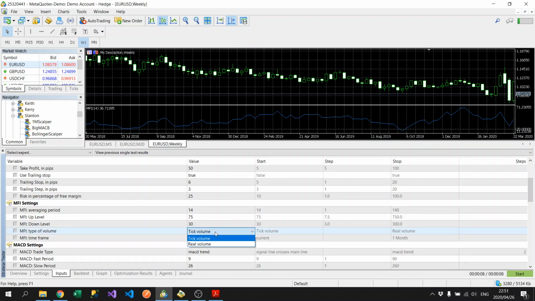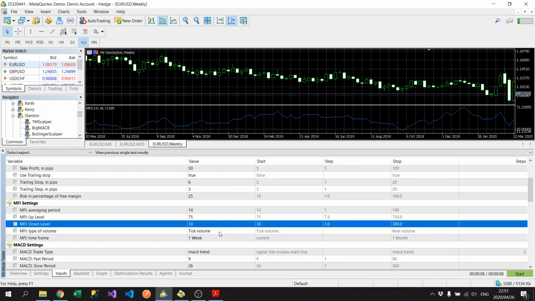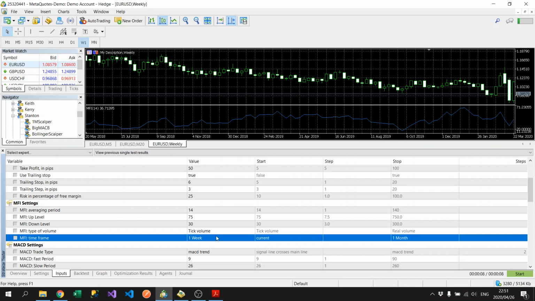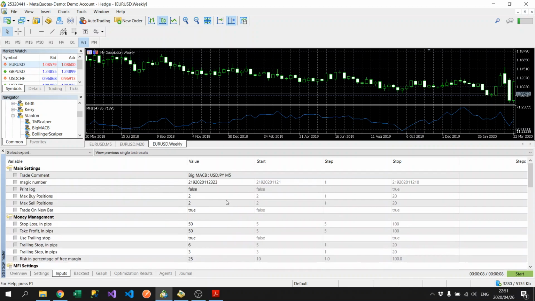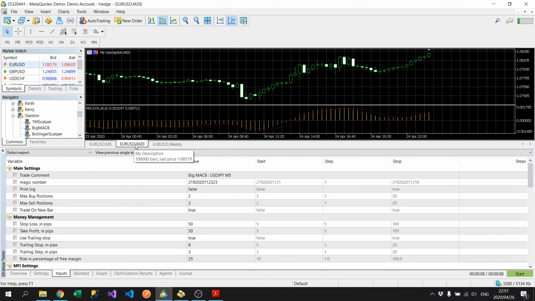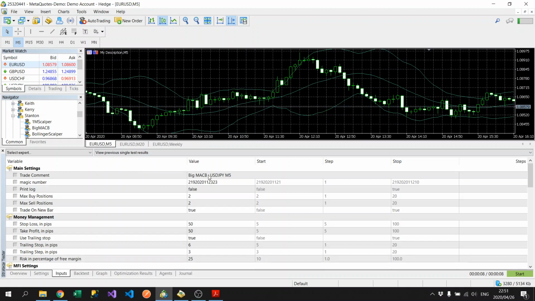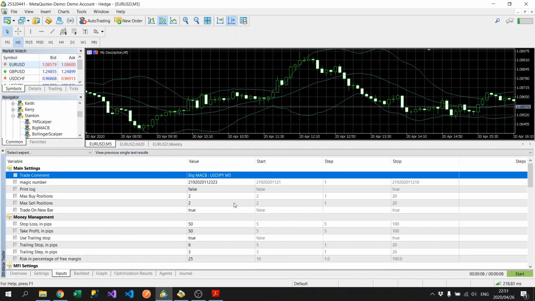The type of volume is the real volume or tick volume. I normally just leave that at tick volume, and then you can also define what time frame you want your MFI to be set on. For this one, for the USD JPY, I've set the MFI on the weekly time frame, the MACD on the 20-minute, and the Bollinger is set on the current time frame, which for this setting is the 5-minute time frame.